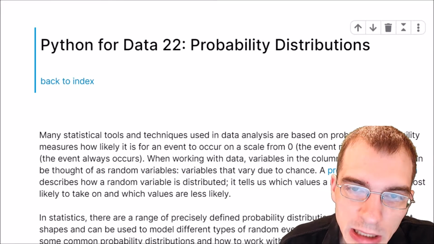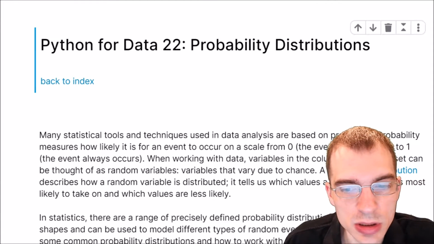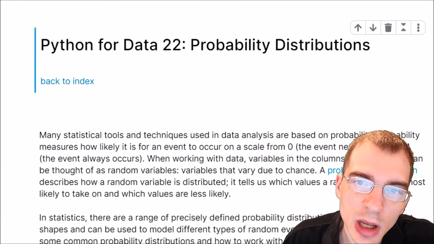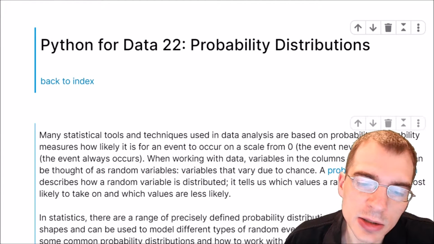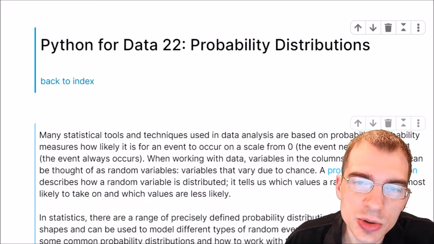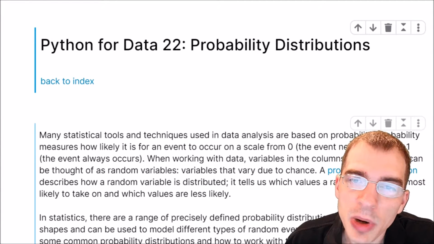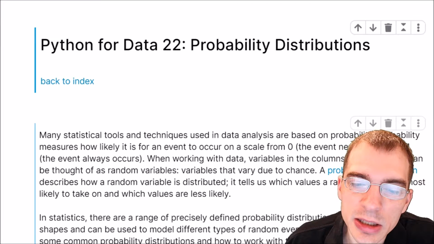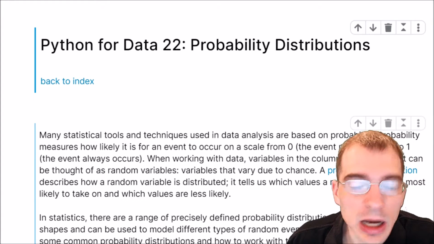Hello everyone. In this lesson, we're going to learn about probability distributions and how to work with different probability distributions in Python. Now, many statistical tools and techniques used in data analysis are based on probability. Probability measures how likely it is for an event to occur on a scale from 0, which means the event never occurs, to 1, which means the event always occurs.